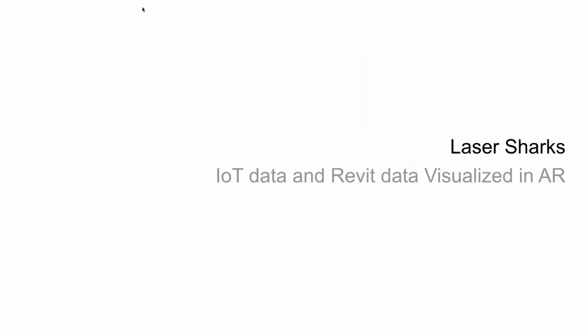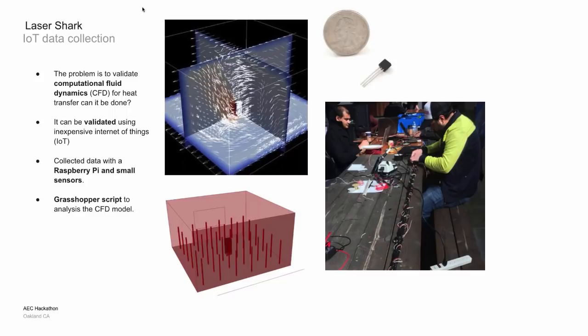So the team that I was actually on was named Laser Sharks, and it had two pieces to it. It had an IoT data collection side and a Revit visualization AR side. So the first one was the IoT data collection side. The problem is that the computational fluid dynamics, or CFD, model sometimes is not as accurate as we think it is. So what they wanted to do was test it against real-life information or data. So they wanted to validate it.